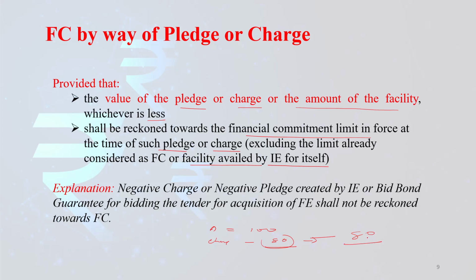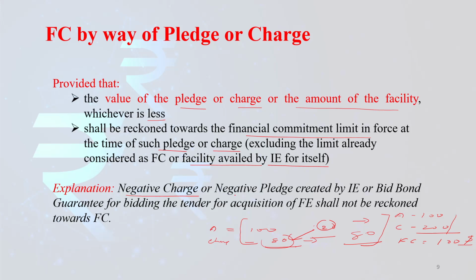Or it shall be reckoned towards the financial commitment limit at the time of such pledge, excluding the limit already considered. Suppose out of this 80 we have already considered 20 as a financial commitment. So that will not be counted again. But in both cases, whichever is less we will consider as financial commitment. Suppose the case is vice versa: assets are of $100 and the value of the charge is 200. In this case, the value of financial commitment will be $100 only. So this is the meaning of this.